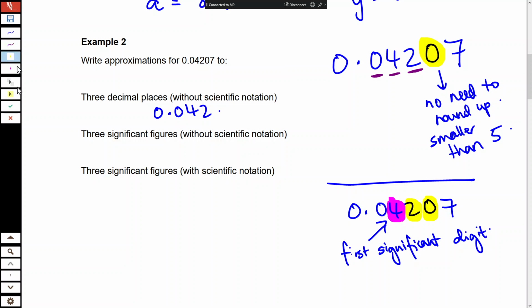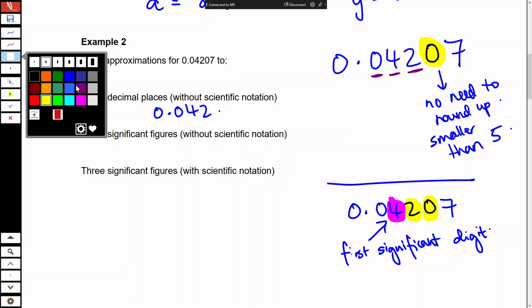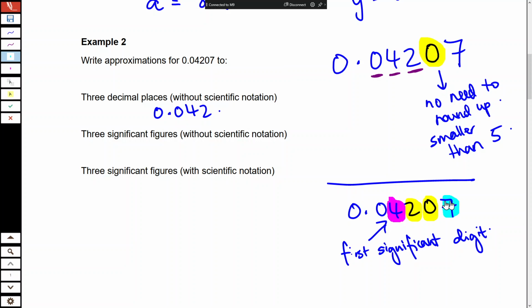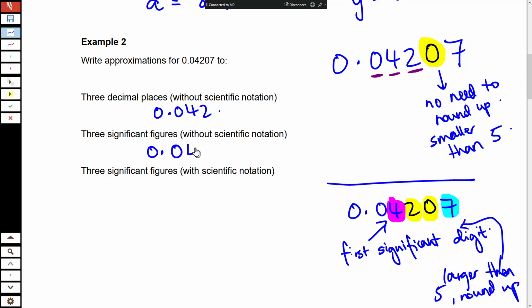Now, 420, those are my 3 significant figures, but I also need to check whether I should round up. Should I round up or down here? We should round up because, so here, 7 is larger than 5, so round up. So my final answer is 0.0421.